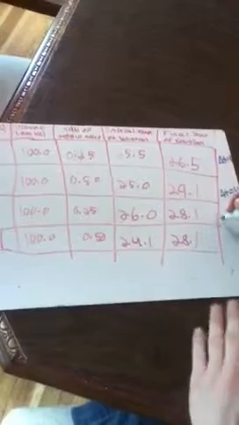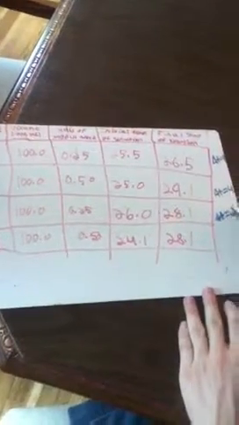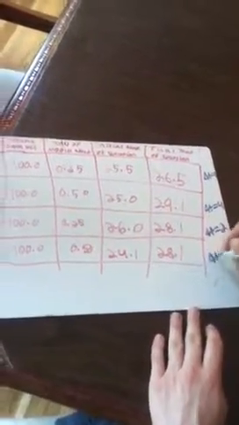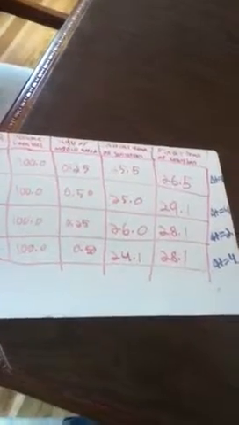Trial number 3 has an initial temperature of 26.0 degrees Celsius and a final temperature of 28.1 degrees Celsius. That's a delta T of about 2. And trial number 4 has an initial of 24.1 and a final of 28.1. That's a delta T of 4. So, from looking at these numbers, you can probably determine which one is the incorrect data just by looking at it.